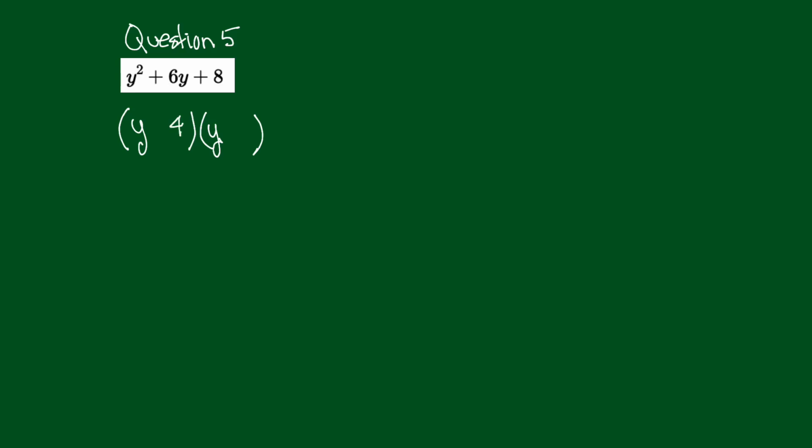So a 4 and a 2, and the 8 is positive. So these two numbers, 4 and 2, have the same sign, and that sign is going to be that middle plus sign. And sure enough, if I check it, y times y is y squared. Outer product is 2y, inner product is 4y, 2y and 4y is 6y, and then 4 times 2 is 8. I think we've got it.